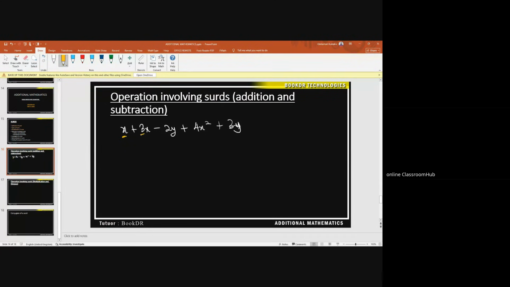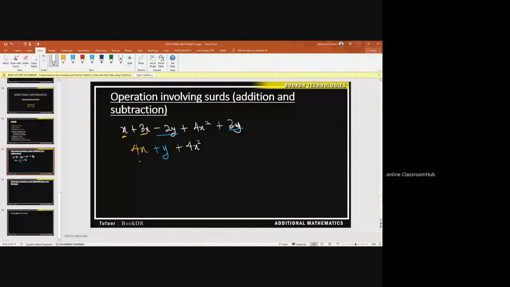So this and this are like terms, but because of the square here, 4x squared is not a like term to the 3x. So we can add this to get what? 4x. Then the minus 2y and the 3y are also like terms. You can also combine them together to form just y. But the 4x squared doesn't have any like terms, so it will come down as it is. When it comes to sets, we also have what we call like sets.